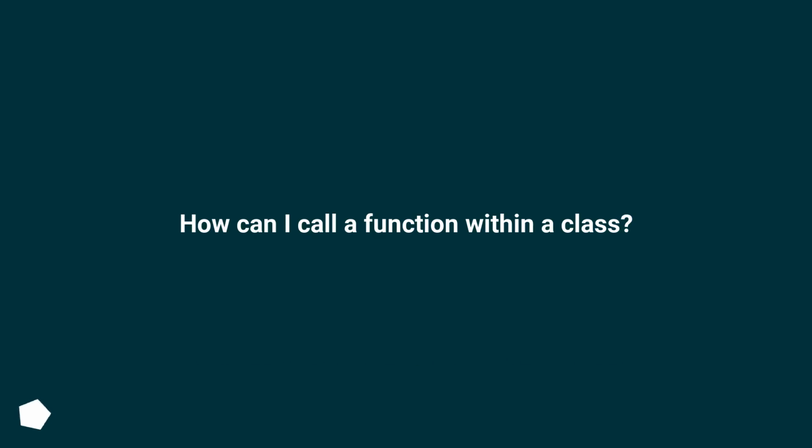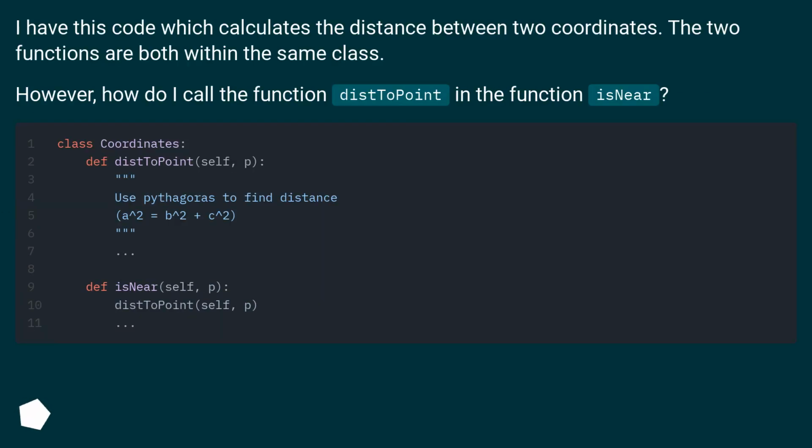How can I call a function within a class? I have this code which calculates the distance between two coordinates. The two functions are both within the same class. However, how do I call the function distPoint in the function isNear?